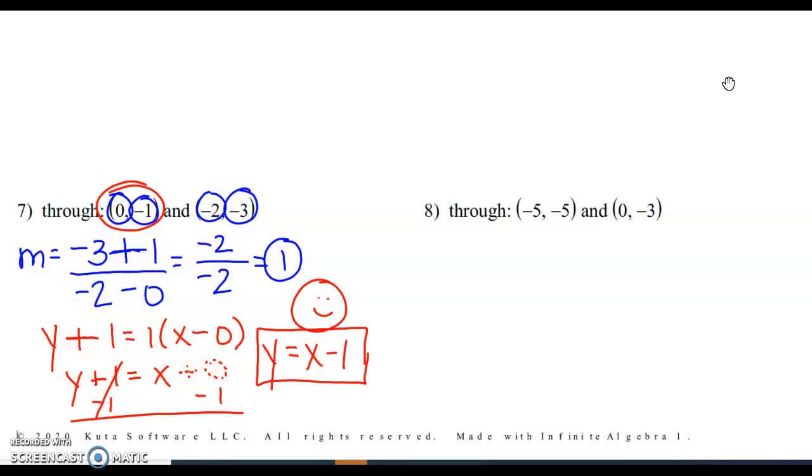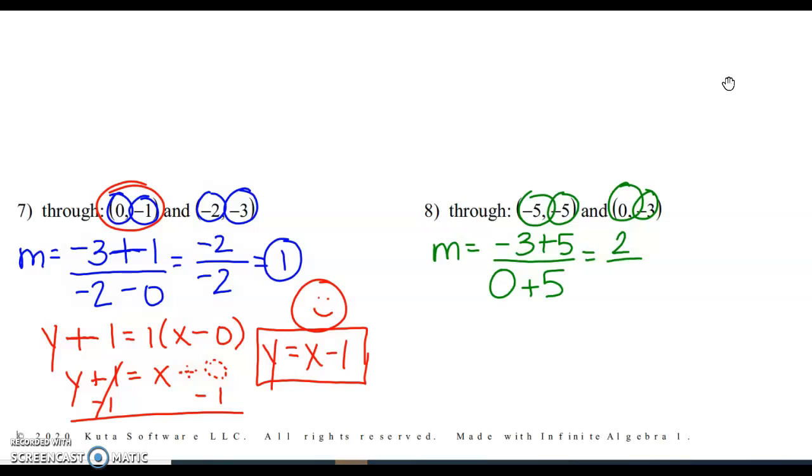Same thing on the last feller. Slope would be y2 is -3 minus y1 is -5. So minus a negative is like adding. -3 plus 5 is 2. Over x2 is 0 minus x1 is -5. Again, subtracting a negative is like adding. 0 plus 5 is 5. Slope is 2/5. Pick either point.